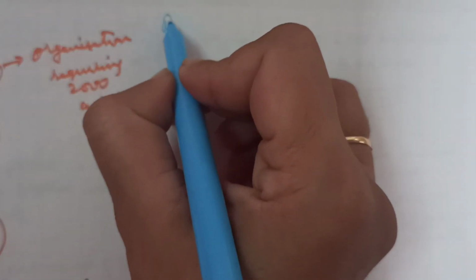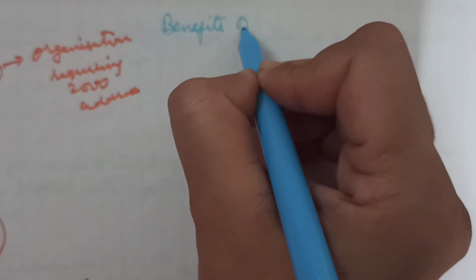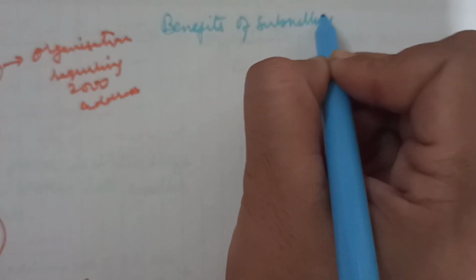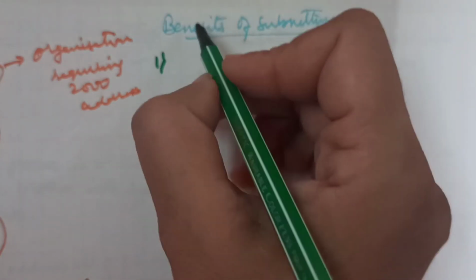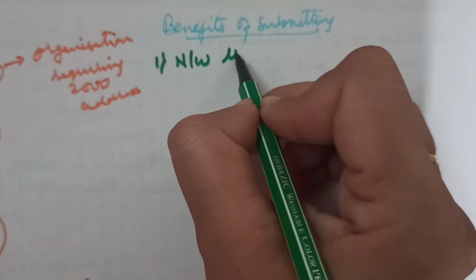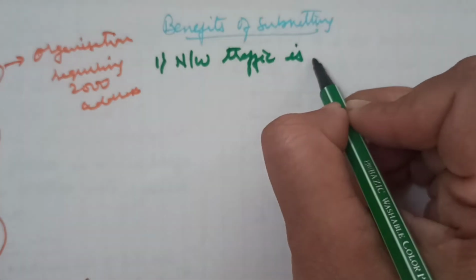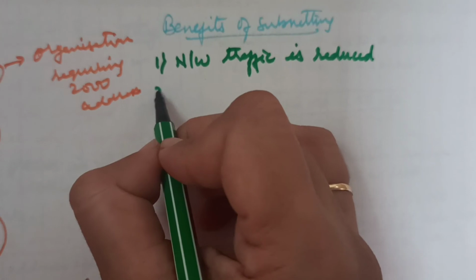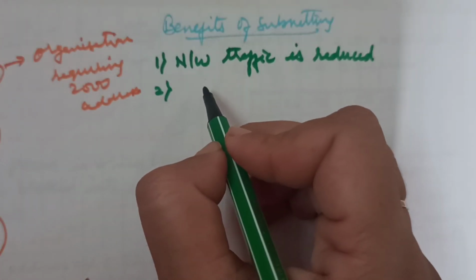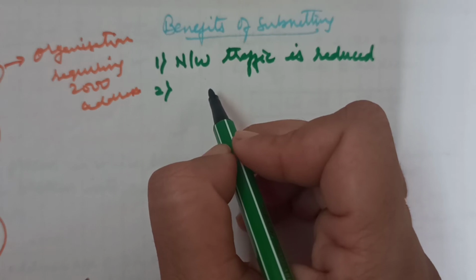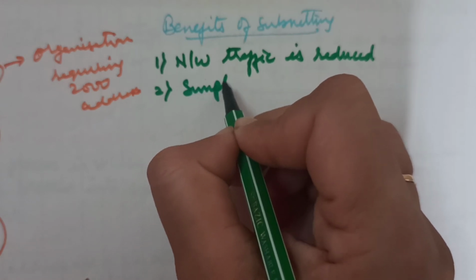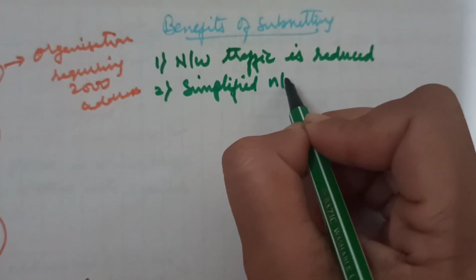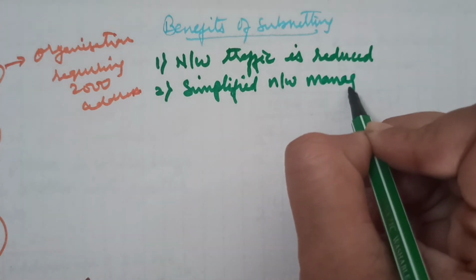Now, what are the benefits of subnetting? Subnetting reduces the network traffic. So network traffic is reduced. This is one of the benefits of subnetting. And as the networks become smaller in the subnetting process, the network management becomes simple. So simplified network management is a benefit of subnetting.